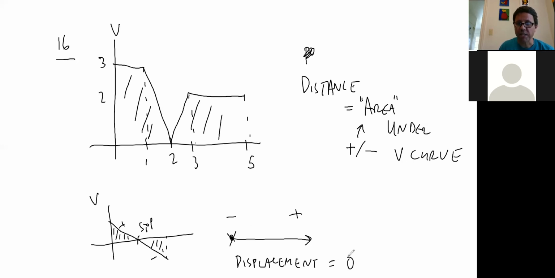Because the displacement will be the top minus the bottom. Correct.